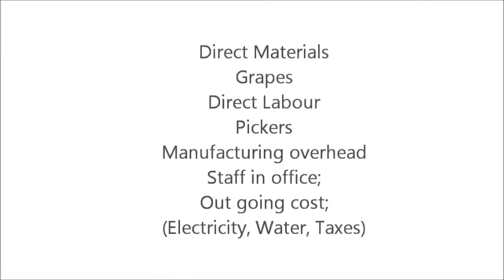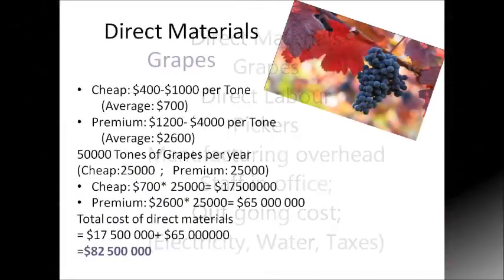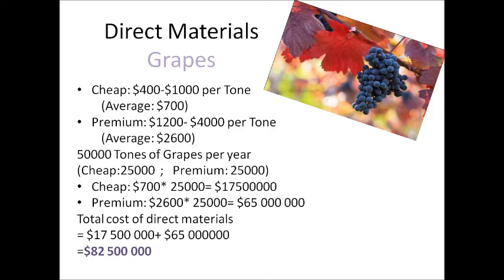The production costing process includes direct materials, direct labor, and manufacturing overhead. The direct materials is grapes. There are 2 types of grapes. One is cheap grapes and another one is premium. The cheap one is from $400 to $1,000 per ton, and the premium is between $1,200 to $4,000 per ton. I use the average cost to get the direct material cost, and John usually needs 50,000 tons of grapes per year. So for the cheap one I use $700 times 25,000, so I get $70.5 million.